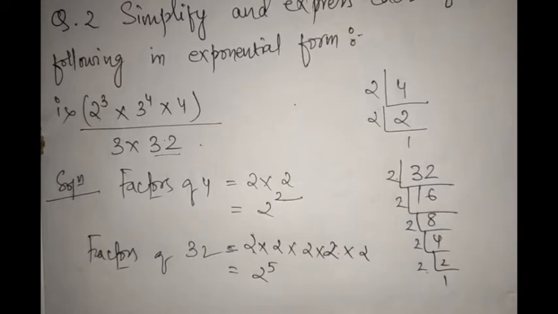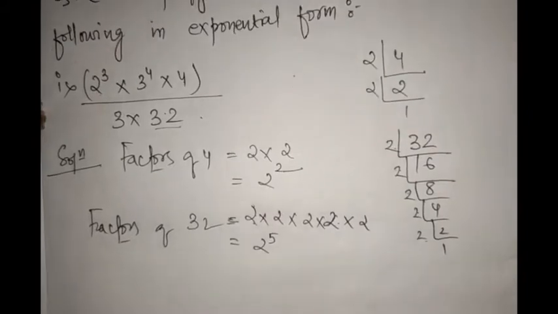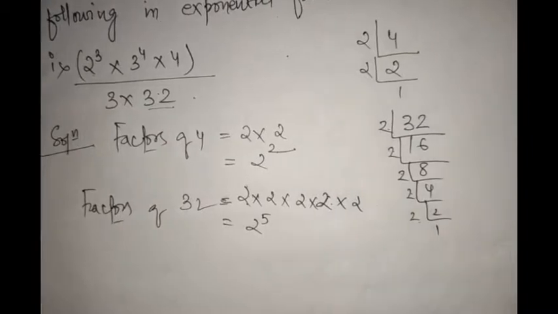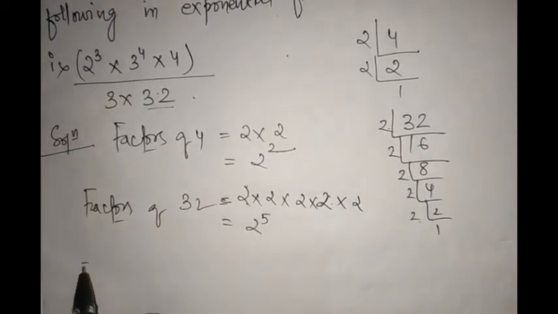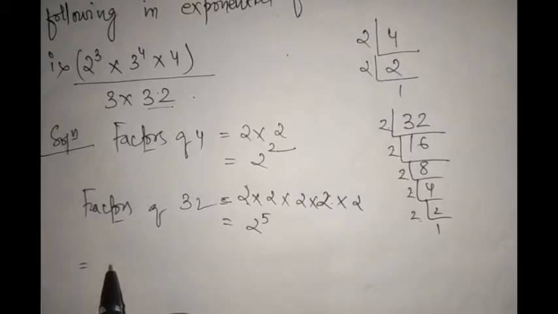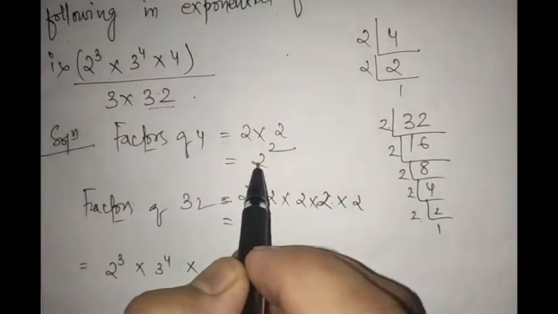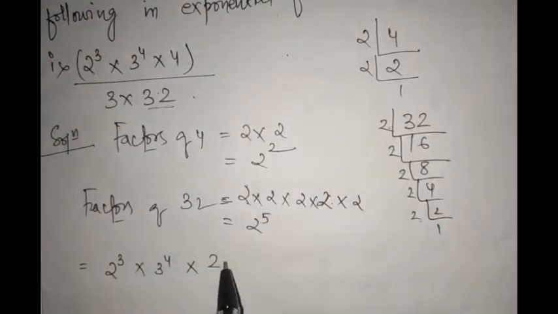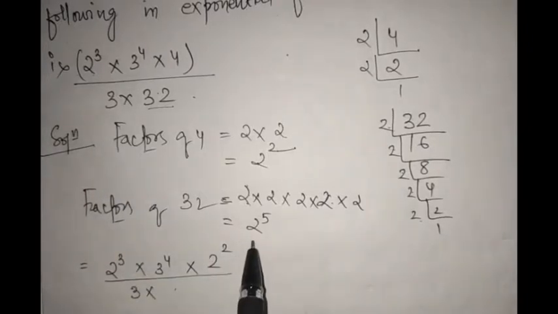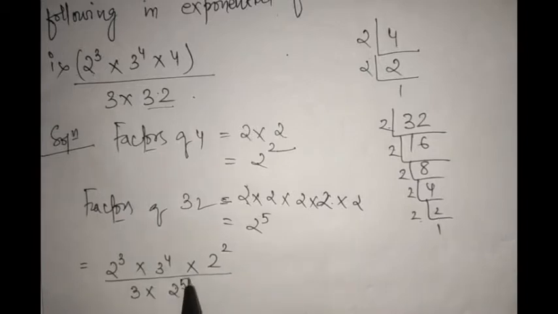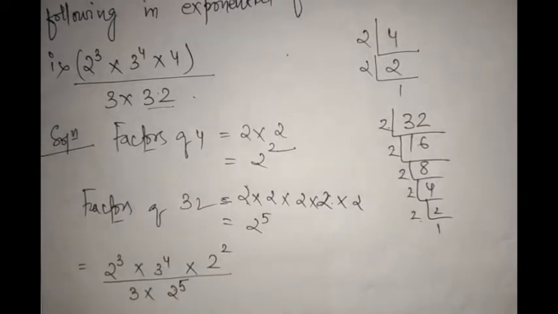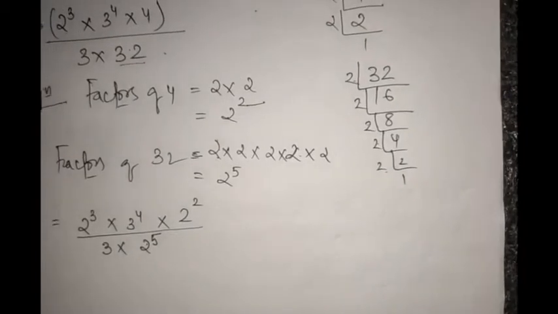So now whatever factors you got, you have to write over here. Now we will write like this: 2 cube into 3 to the power 4 into, 4 was converted into, or expressed as, 2 square. Now divided by 3 into 32, which was converted into 2 to the power 5, or expressed as 2 to the power 5. So you are going to write it like this.